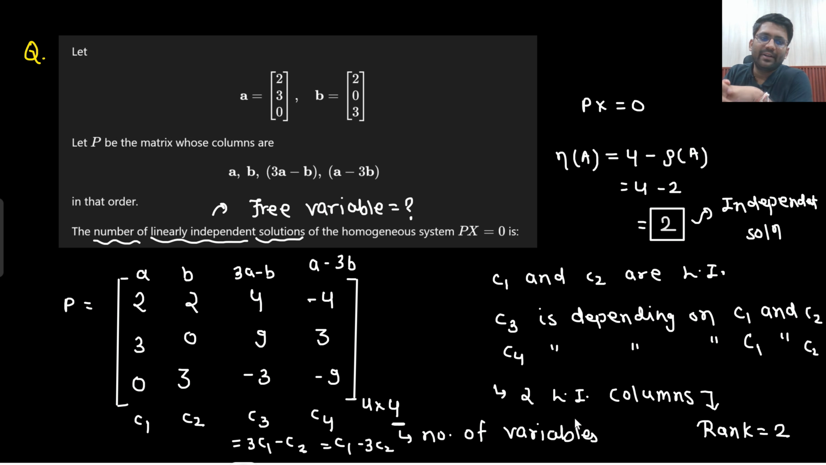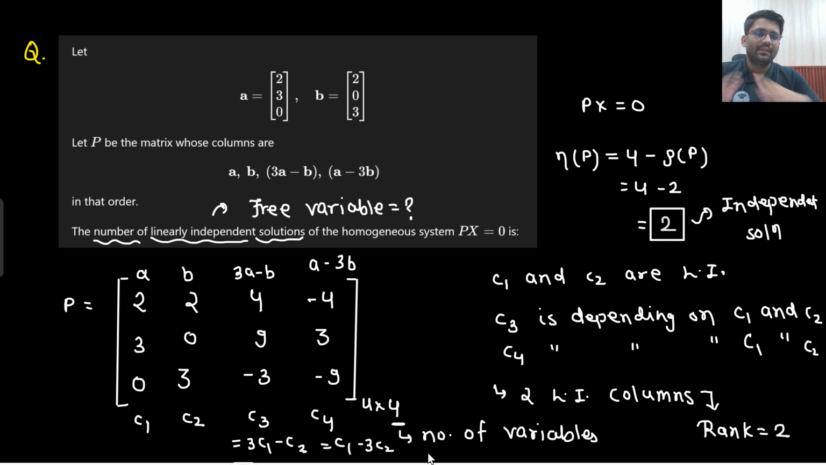That means number of independent solutions, or you can say number of free variables, I need to find. That will come from nullity of A. Nullity of A would represent the number of free variables. That will be equal to the number of variables. How can I find out the number of variables? That will be equal to the columns of A. Nullity of A or nullity of P. Okay, nullity of P, because here we are writing matrix P, right?